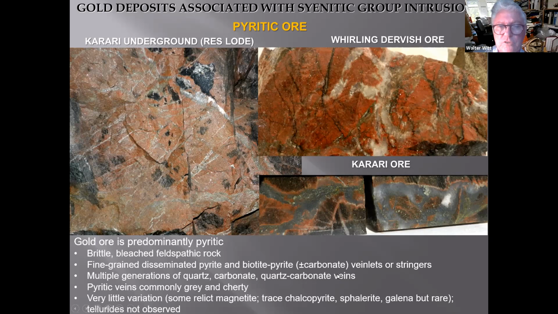For an ore petrologist, this material is rather boring. Pyrite is by far the dominant sulfide. Tellurides haven't been observed, and other sulfides such as galena, sphalerite and chalcopyrite are really quite rare.